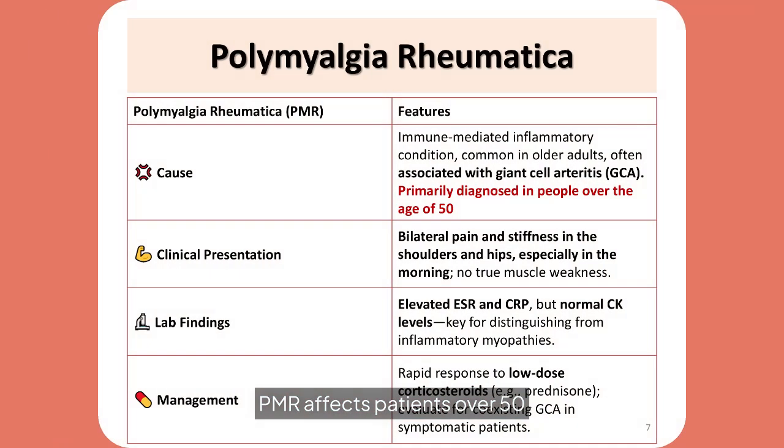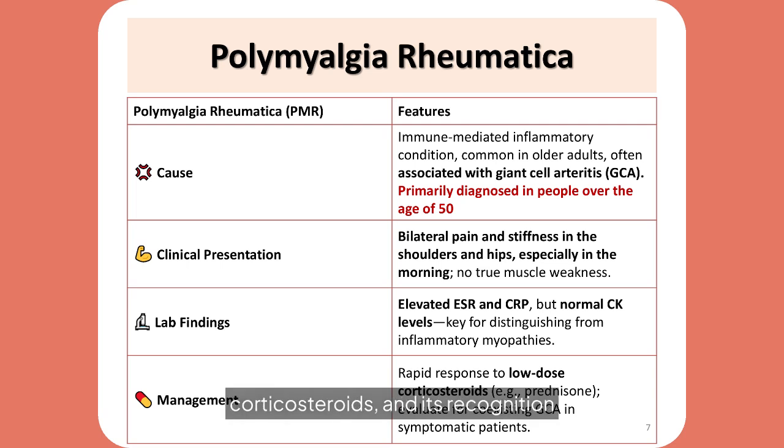Polymyalgia rheumatica, or PMR, affects patients over 50 and presents with morning stiffness and aching of the shoulders, neck, and hips. Despite prominent symptoms, muscle strength is preserved and CK is normal, distinguishing it from true myopathy. However, ESR is significantly elevated, reflecting systemic inflammation.